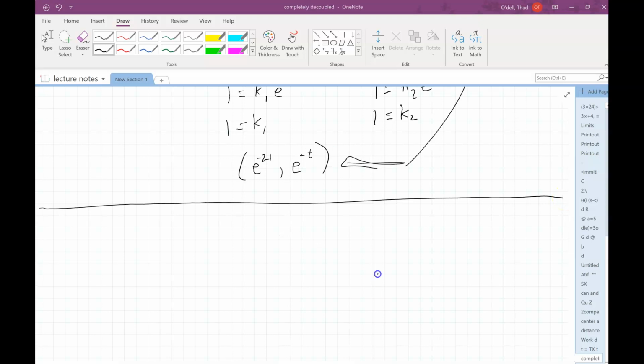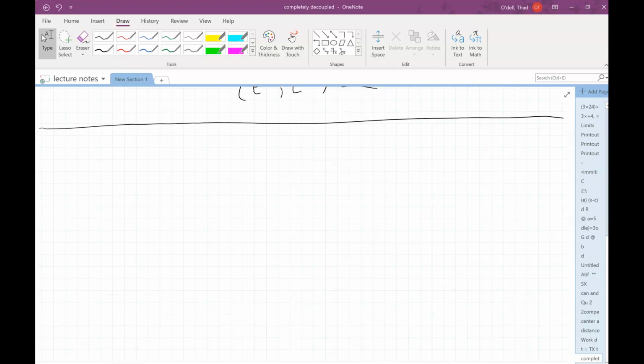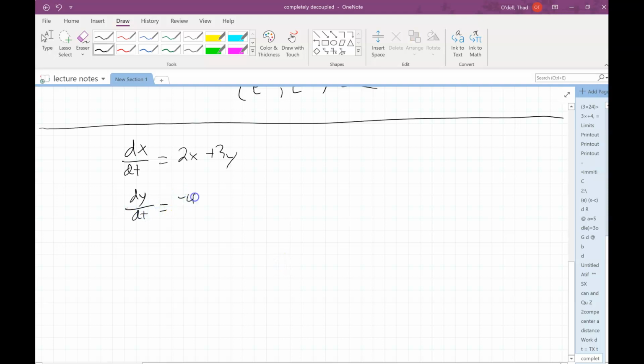Okay, so let's look at a different example. This is partially decoupled, which means that one of the differential equations has only one of the variables and the other one involves both. So you can see in this one, dy/dt involves just y, but dx/dt involves the x and the y. So this is called partially decoupled.